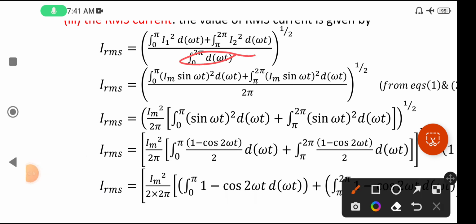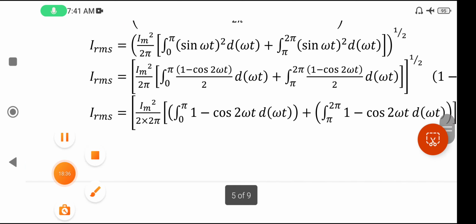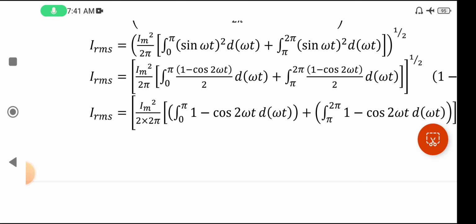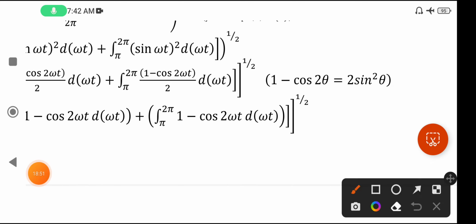So this term we know is 2 pi, so it comes directly. Next, Im squared is there, so if we bring it outside it becomes Im square by 2 pi, and sin square remains the same. Here the limits are different. Here sin square can be written as 1 minus cos 2 omega t by 2.